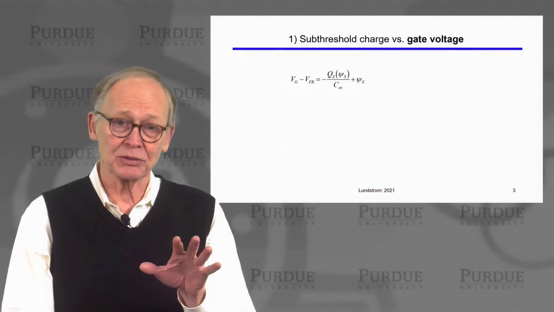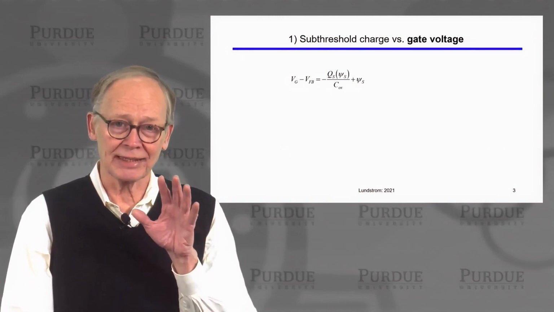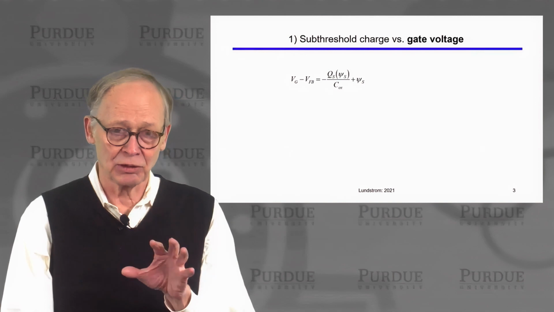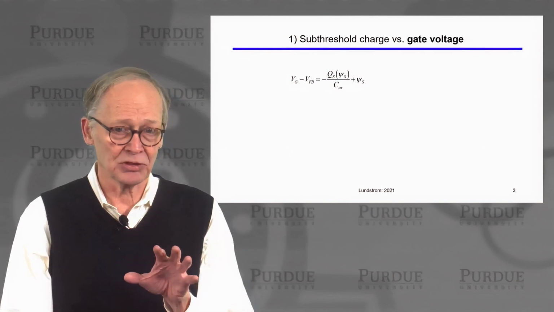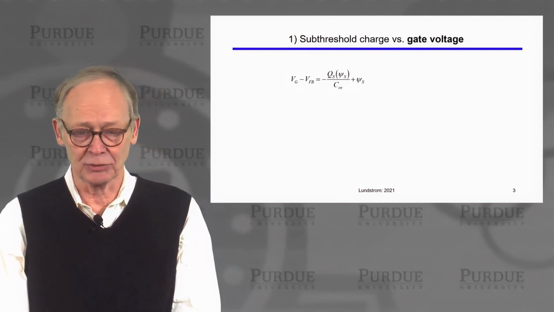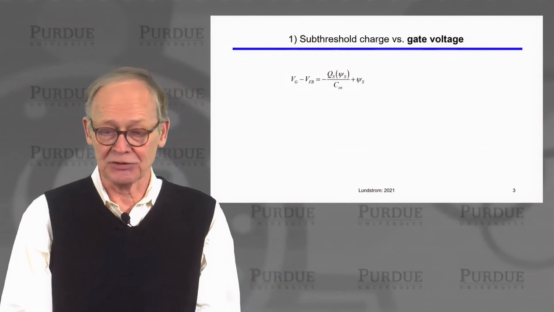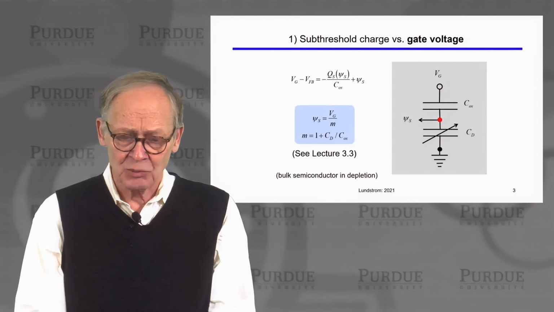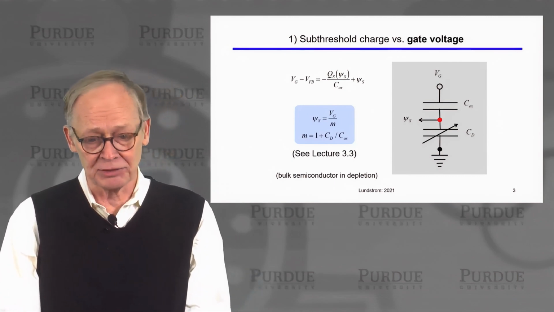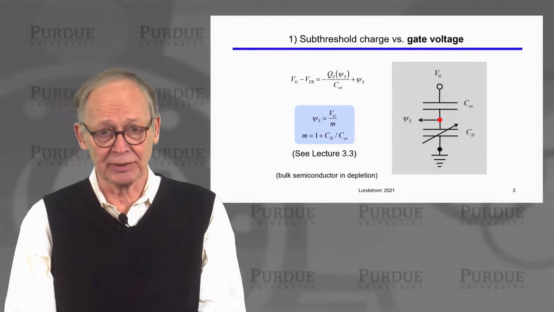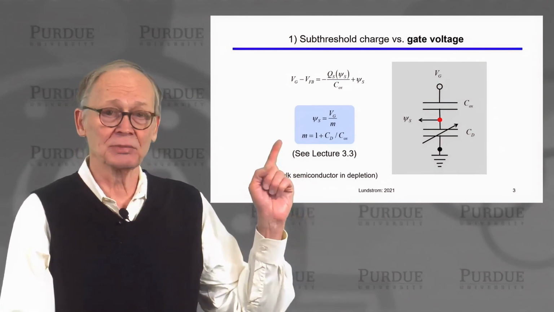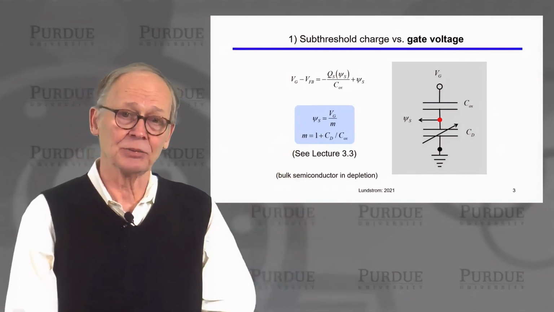Remember, below threshold, there are mobile carriers. They carry the leakage current, so we're going to try to relate the mobile charge density below threshold to the gate voltage. We have this exact relation between gate voltage and charge in the semiconductor. We also have this approximate relation between gate voltage and charge in the semiconductor. It's this approximate relation that we're going to use now in this lecture.